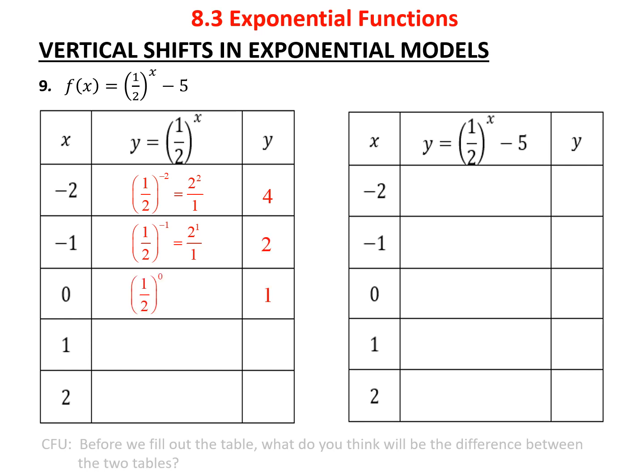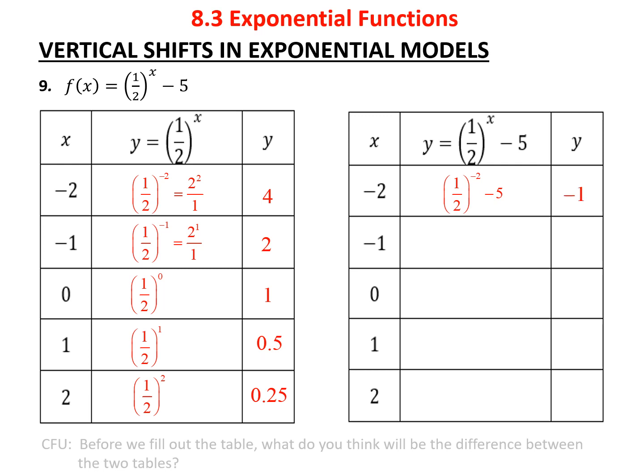Anything to the 0 power is 1. And now we use our positive exponents. 1/2 to the 1 power is 1/2. And 1/2 squared is 0.25. Now all we do in the next one is take our values for y over here at the beginning, y equals 1/2 to the x, and just subtract 5.